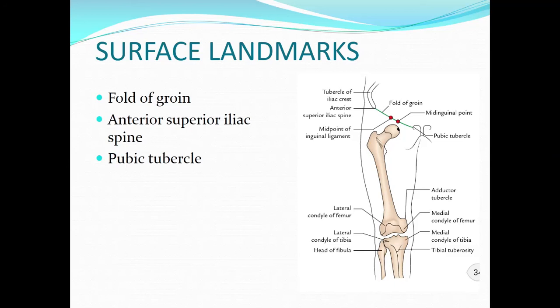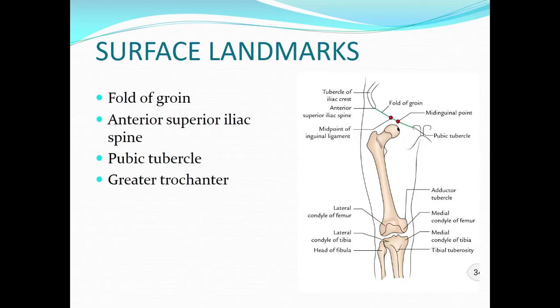Next is pubic tubercle. The lateral part of pubic crest has a bony prominence known as pubic tubercle. This is pubic tubercle, and this gives attachment to medial end of inguinal ligament. This green structure is inguinal ligament, and its lateral end is attached to anterior superior iliac spine.